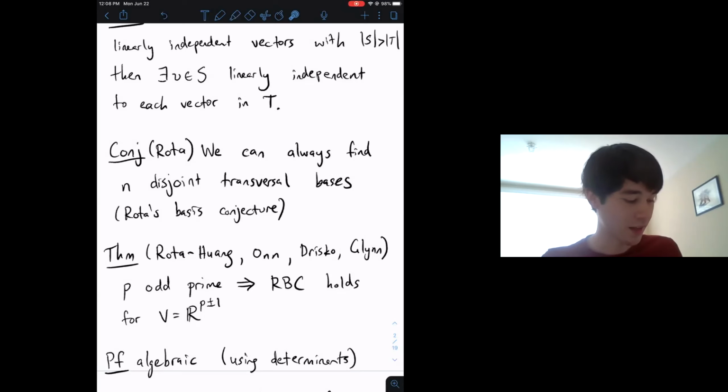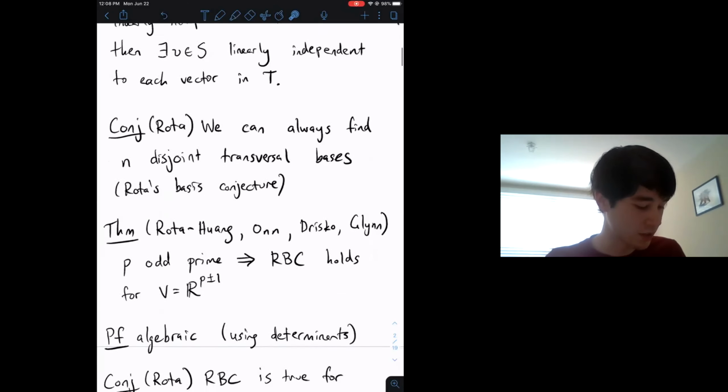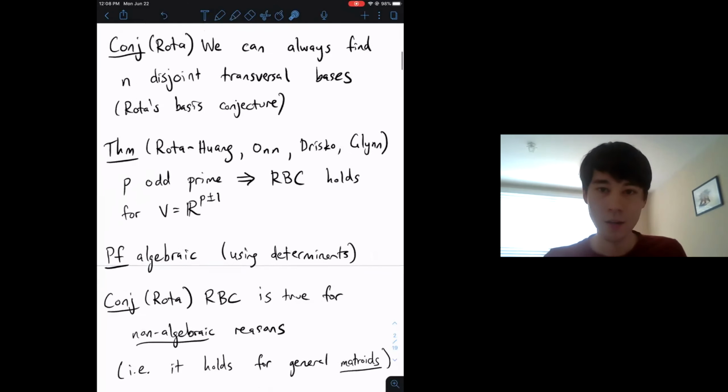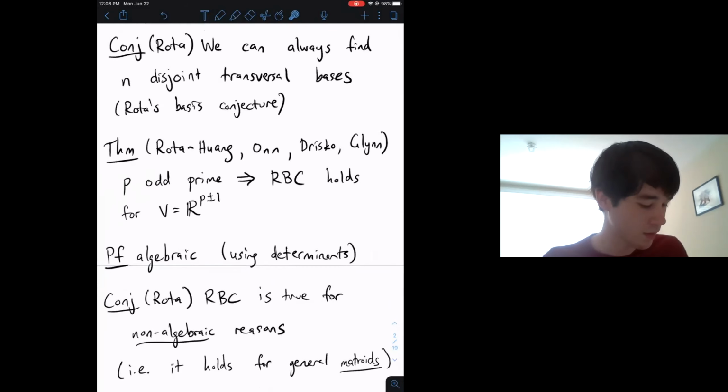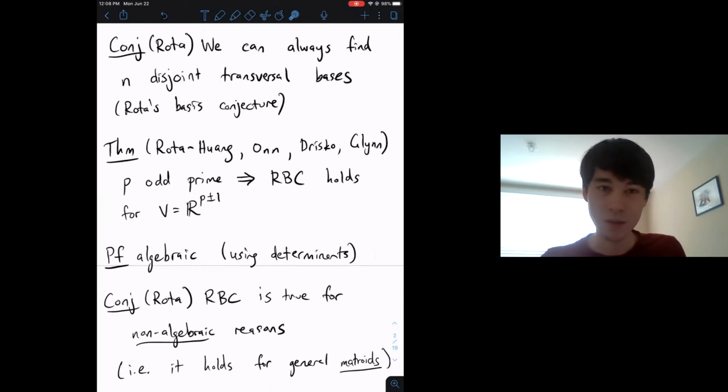And so you can also conjecture, and Rota did conjecture, that this conjecture is true for, in some sense, non-algebraic reasons. Meaning that, one way that you can make something like that precise, which Rota did, was that it holds not just for vector spaces, but for a combinatorial generalization of vector spaces called matroids.